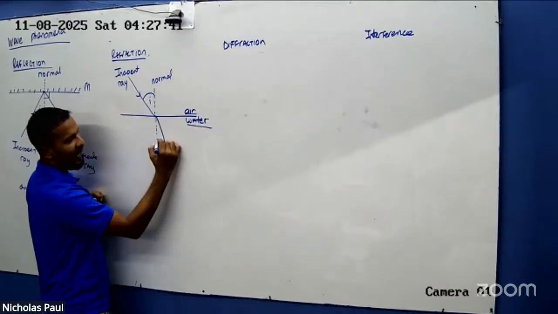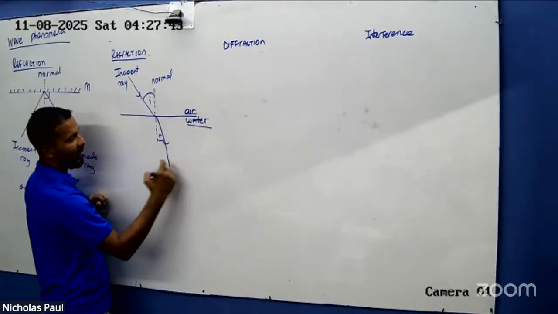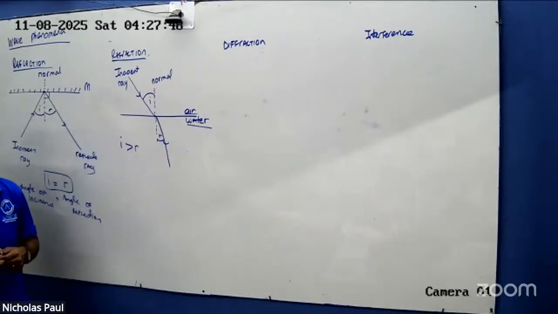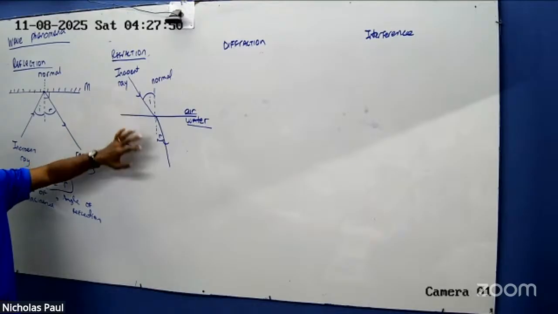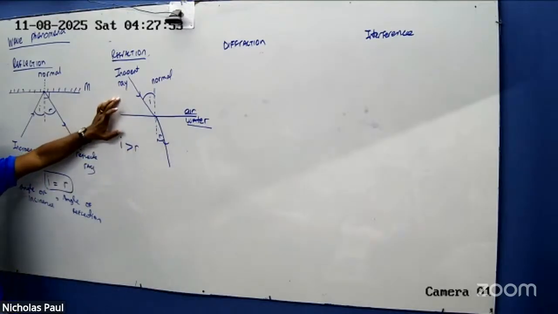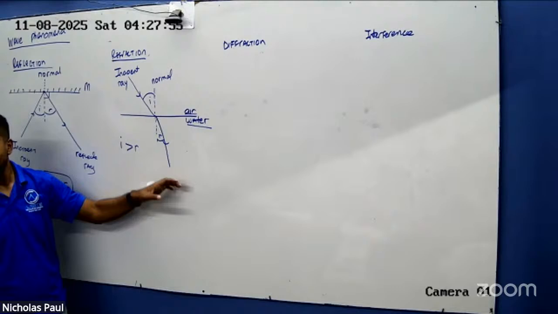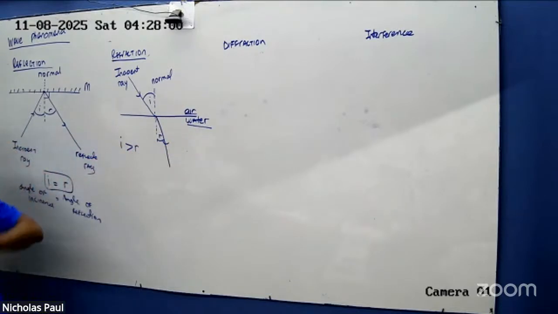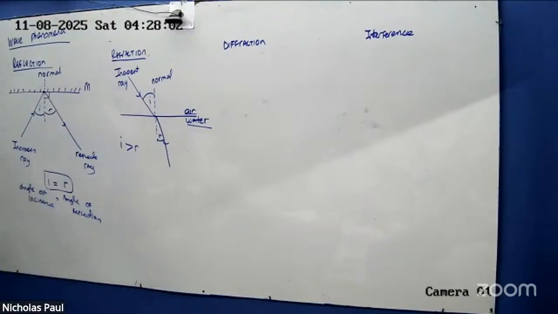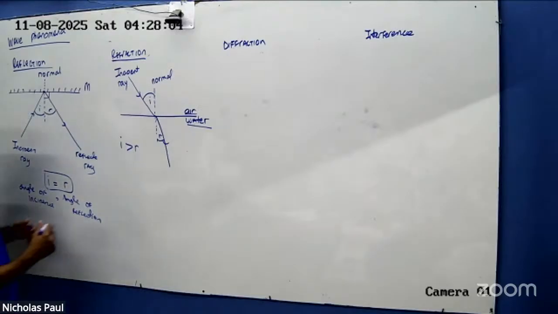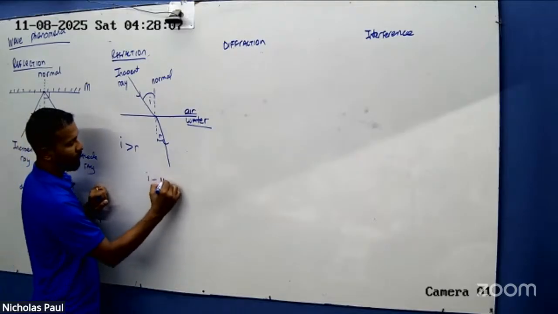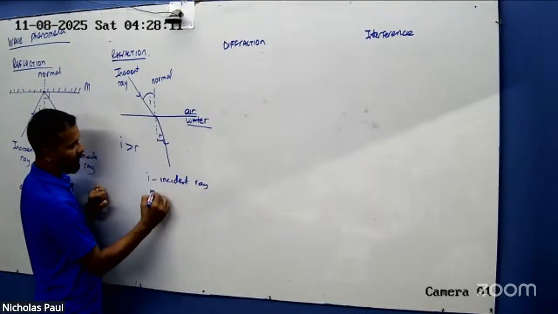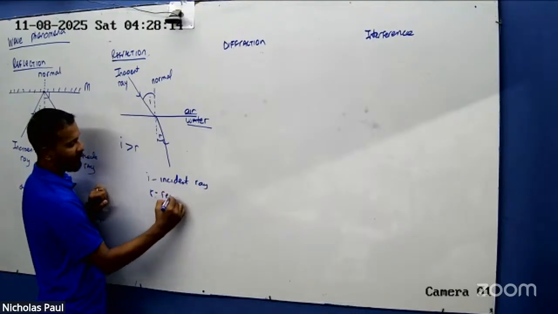So this angle R here is smaller. I is much bigger than R. Okay? And the reason this happens is that the ray slows down. So in refraction, there's a bending of light as it goes from one medium to the next. Of course, they must have different densities, right? I is called the incident ray. R is called the refracted ray.